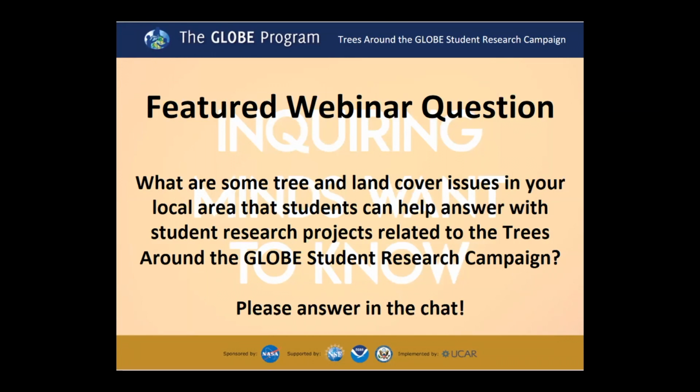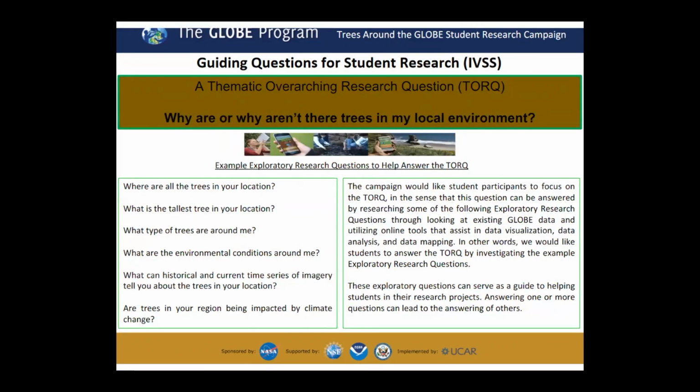But the idea then would be that students could perhaps help answer questions about tree and land cover issues through student research projects, and then communicate with the Trees Around the Globe student research campaign. And it just really sounds to me like that would be a chance for some authentic science, for sure. Some guiding questions. This is actually for the International Virtual Science Symposium for GLOBE students. And these are some exploratory research questions, so on and so forth.